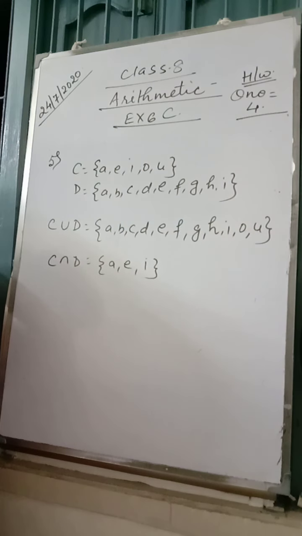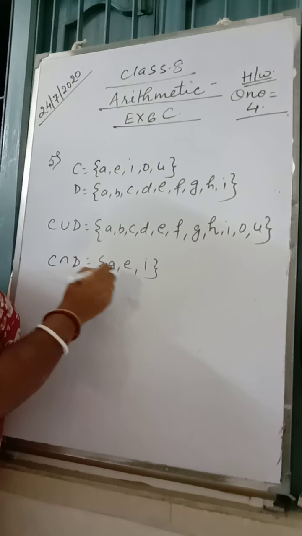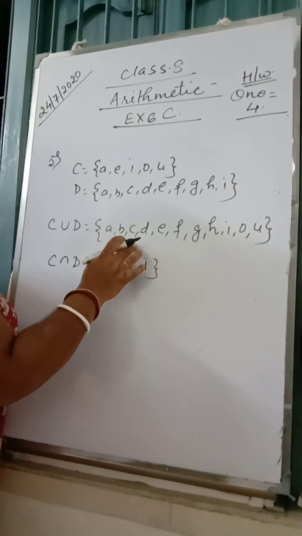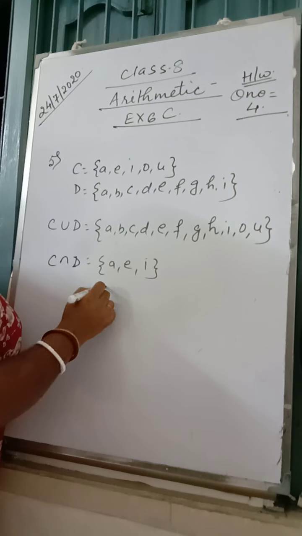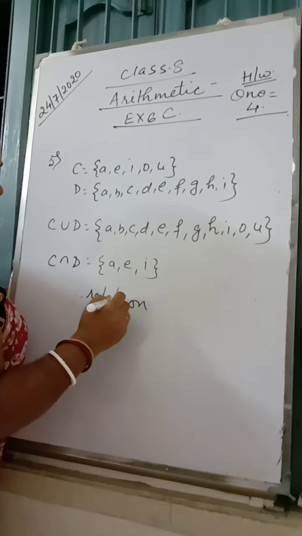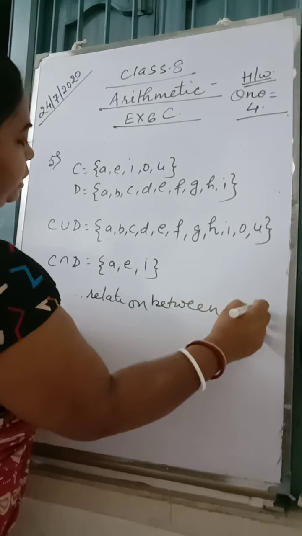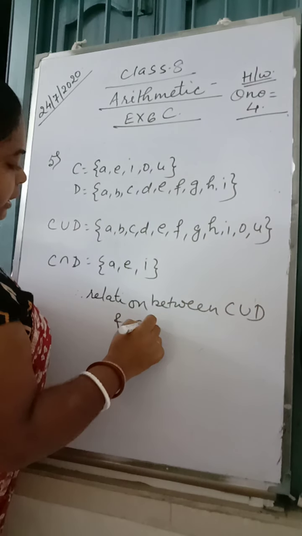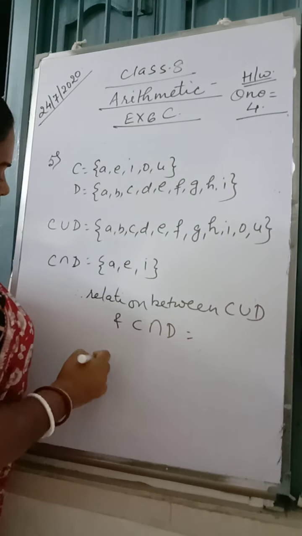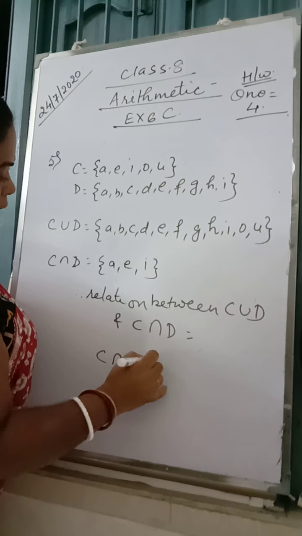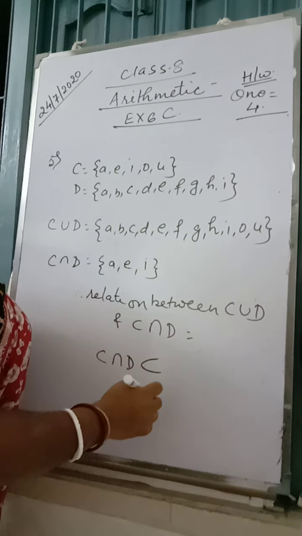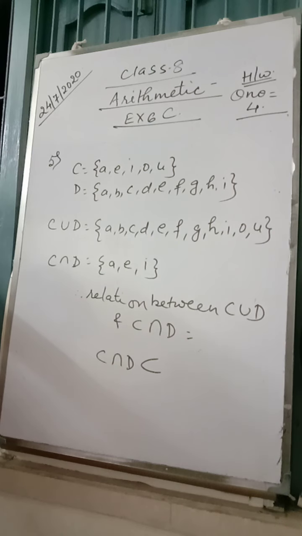Now what is the relation between the set C union D and C intersection D? You can see all the members of C intersection D are members of C union D. So that's what we can write, the relation between C union D and C intersection D is that C intersection D is a subset of C union D.